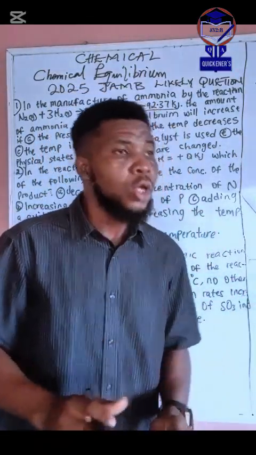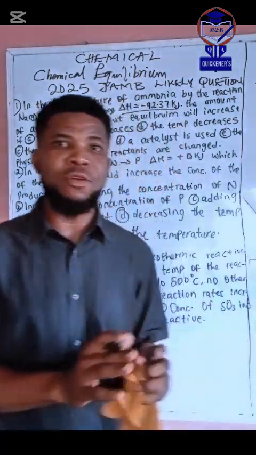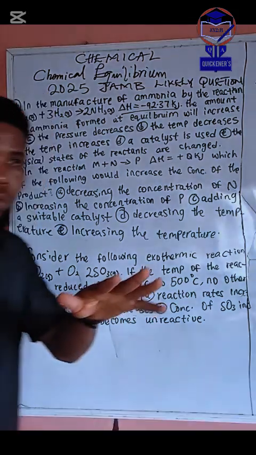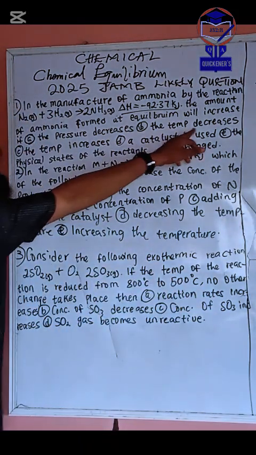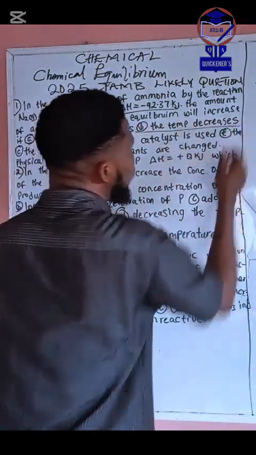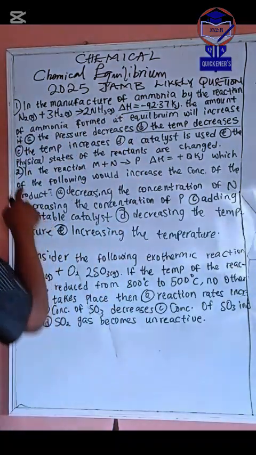So we say that the equilibrium position will shift to the right, to favor the forward reaction. Now on the options, the pressure decrease, the temperature decrease. So temperature decrease is the correct option. We decrease the temperature of the surroundings. Okay? Now the next one.